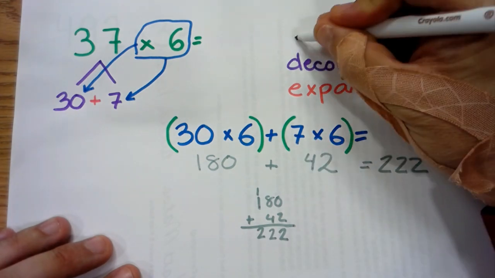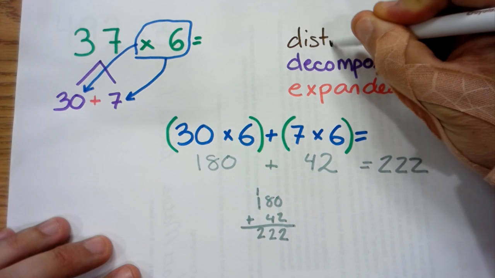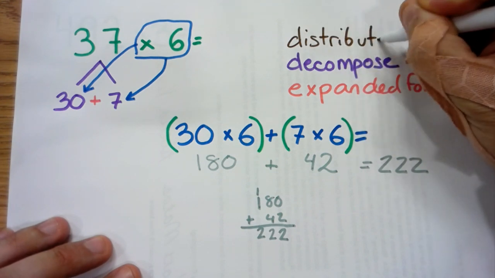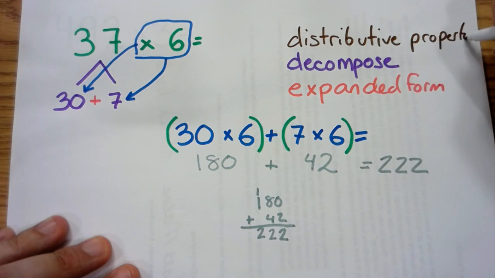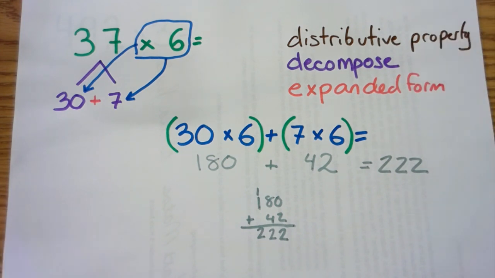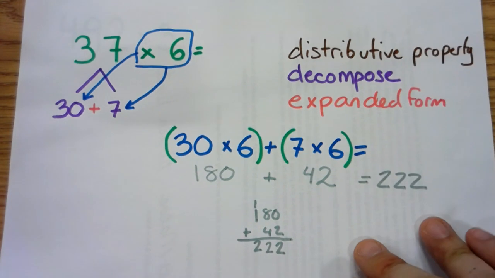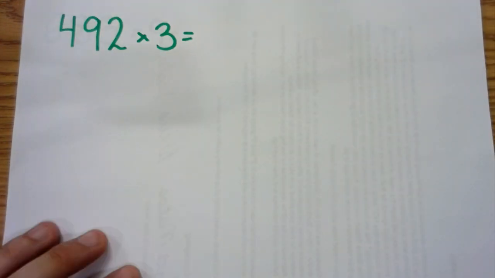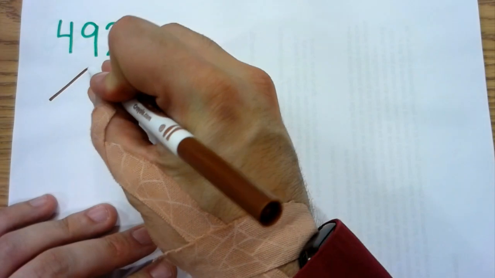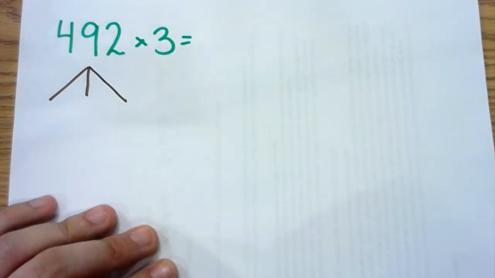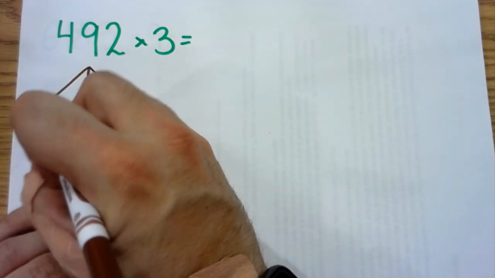So I'm also using the distributive property. But here's the thing. Let's say I had a slightly larger number that I was working with, like 492 times 3. Well, I can still go through the same process here. I can decompose it into its different forms.